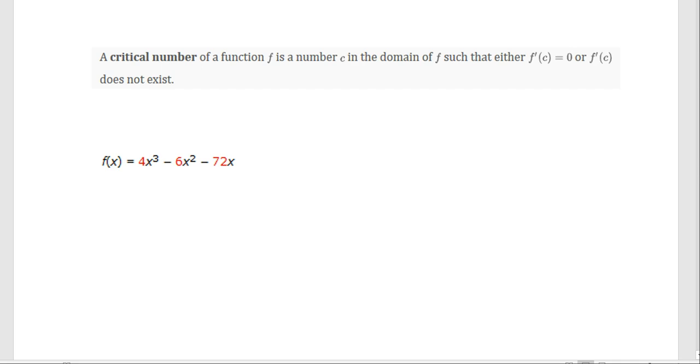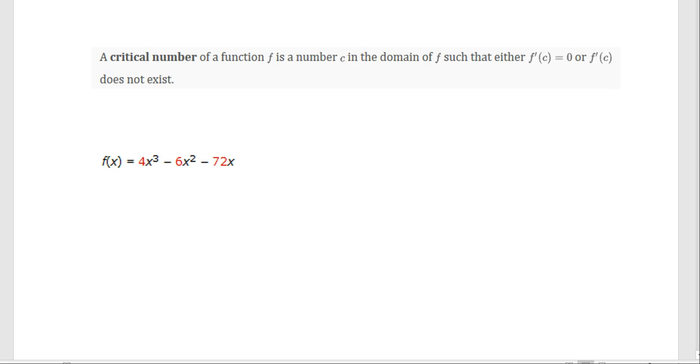Okay, so in the last section we were talking about Fermat's theorem, which said that if you have a minimum or maximum and if the derivative exists, then the derivative has to equal 0. That did not mean, though, that if the derivative is 0, then you would have a maximum or minimum, right? So we're going to expand on that a little bit and talk about this idea of a critical number.